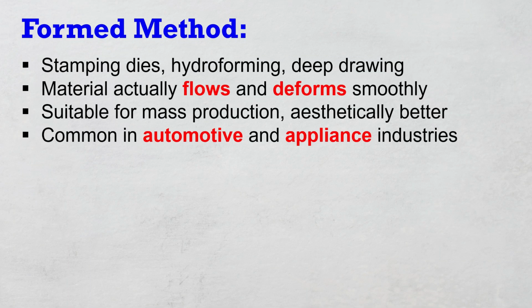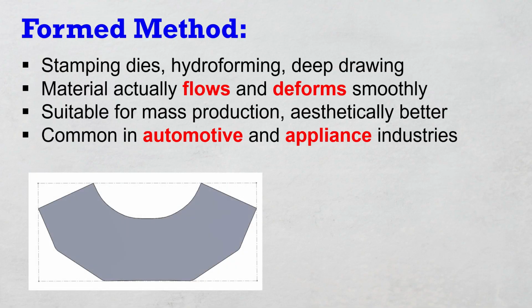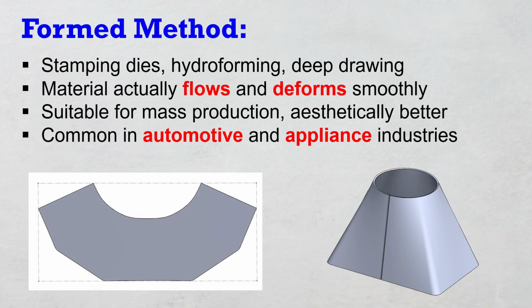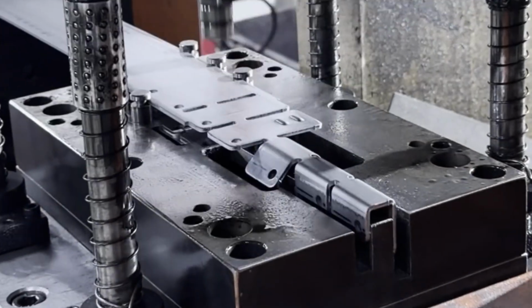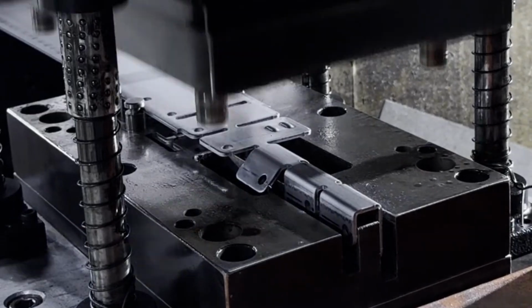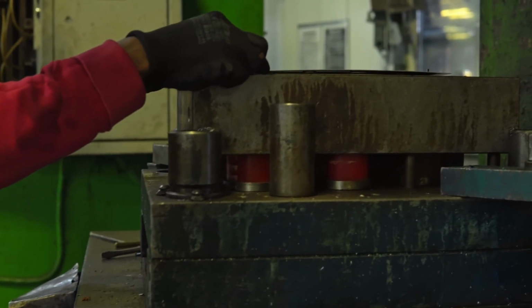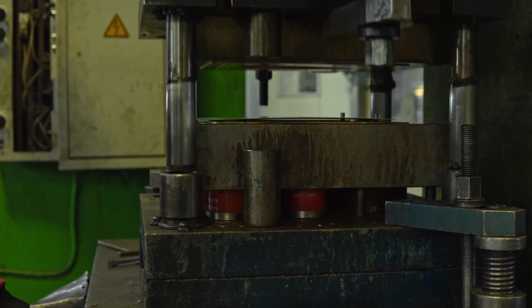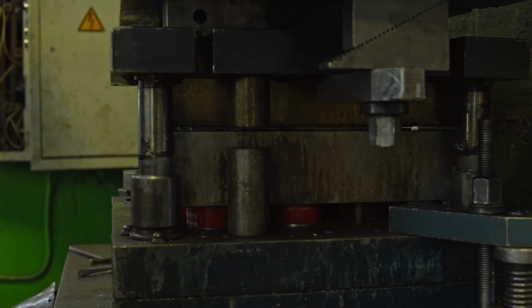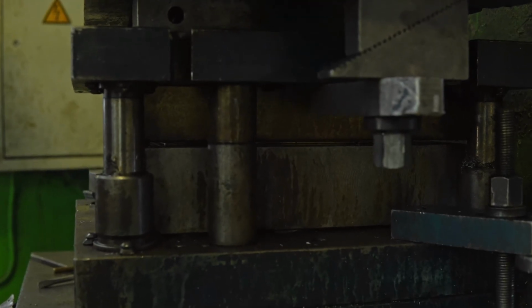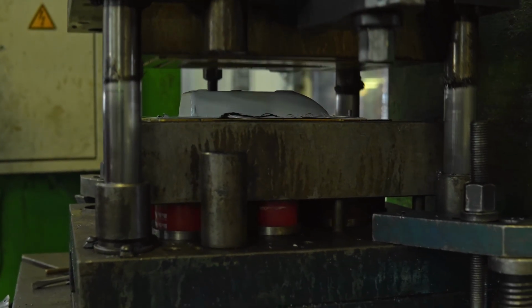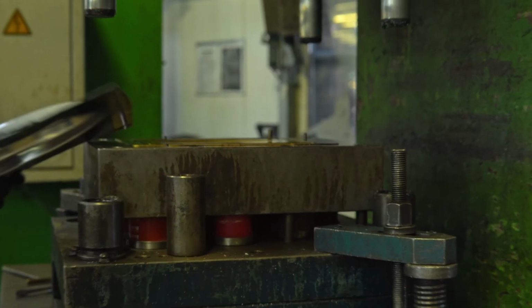Now let's understand the formed method. So this type of part is generally produced using stamping dies, hydroforming, deep drawing, or specialized forming tools. Here the material actually flows and deforms smoothly, so you don't require any bends. This method is suitable for mass production, and it is very common in automotive and appliance industries. However, tooling cost is much higher and the manufacturing method is slightly more complex.